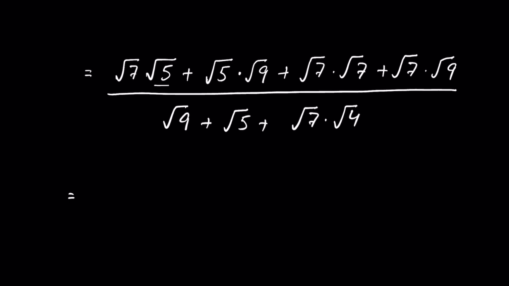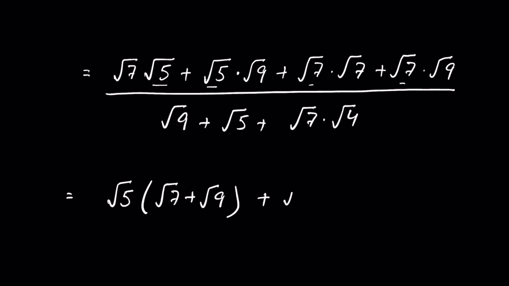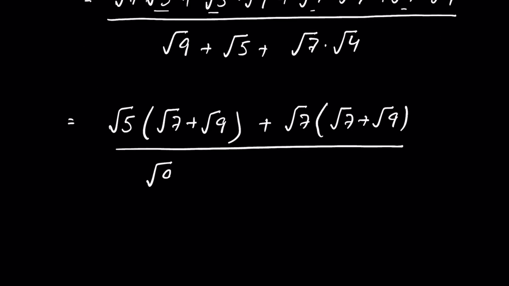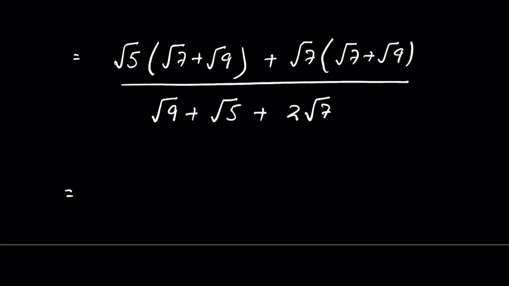Now here we can take square root of 5 common and write square root of 5 times square root of 7 plus square root of 9, plus here we can take square root of 7 common and write square root of 7 times square root of 7 plus square root of 9, upon square root of 9 plus square root of 5 plus square root of 4 is 2, so we can write 2 times square root of 7. Again, here square root of 7 plus square root of 9 is the common factor, so we take it common.